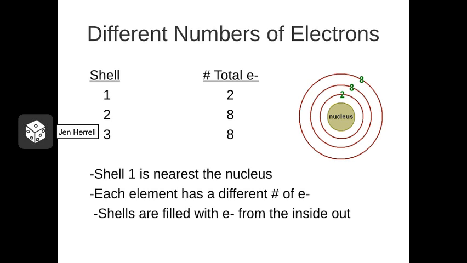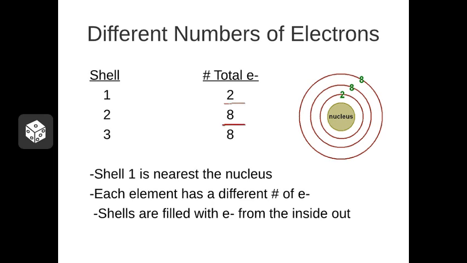So each electron shell can only hold so many electrons, and in general, the closer to the nucleus it is, the fewer electrons it can hold. Here are the rules for the first 3 shells. Shell number 1, which is closest to the nucleus, can hold 2 electrons, and that's it. So if an atom has more than 2, the rest of those electrons have to go to the next shell.